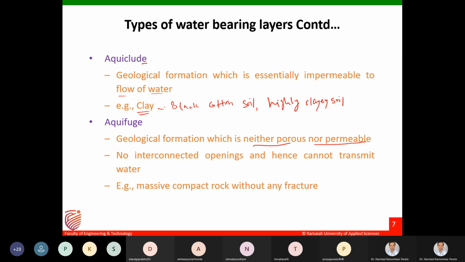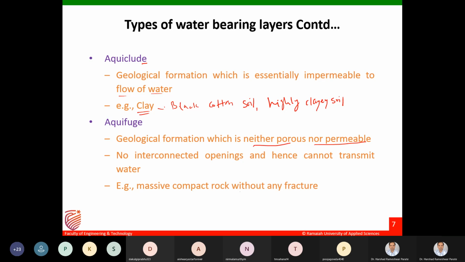Now in the same rock, if fractures happen in the future, then what happens? The fractures basically act as conduits for water. The water flows through those fractures, and if you dig a well or drill in the fractures, you will be able to extract the water.